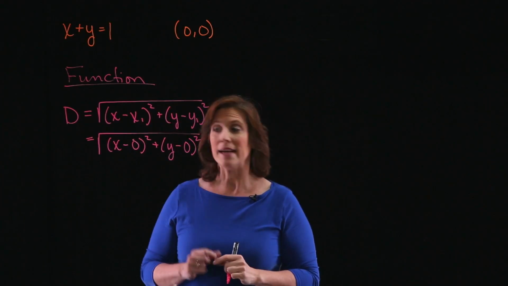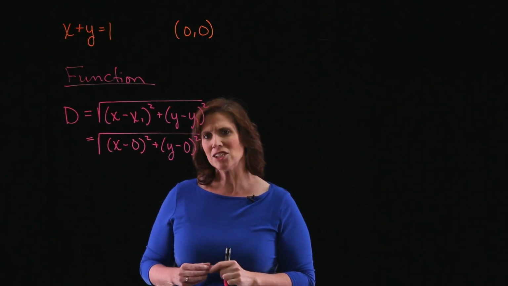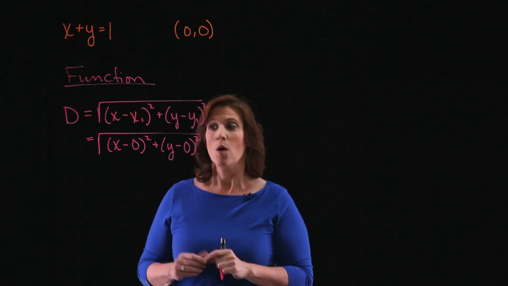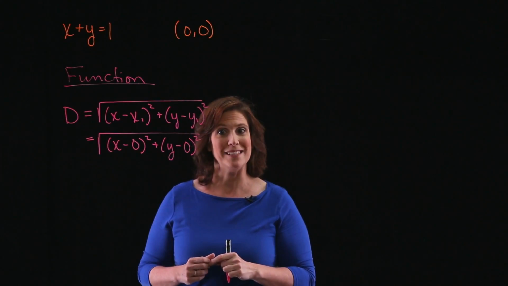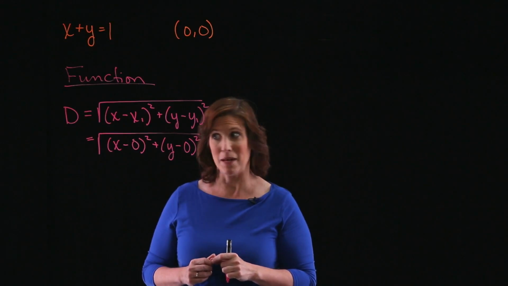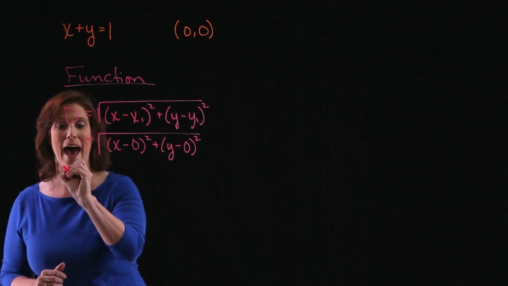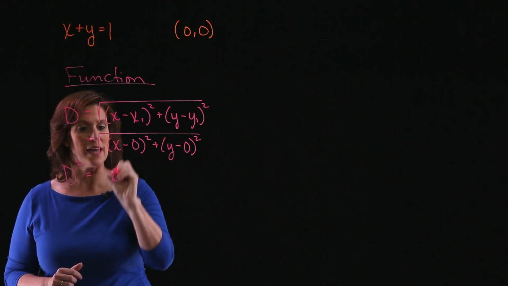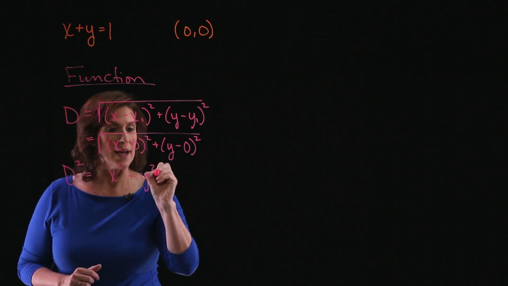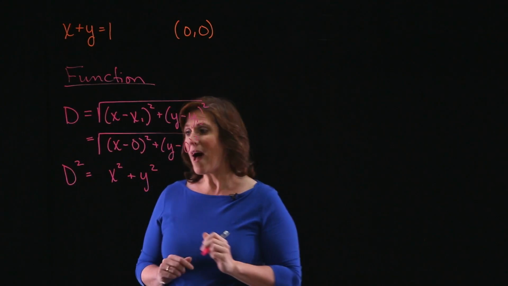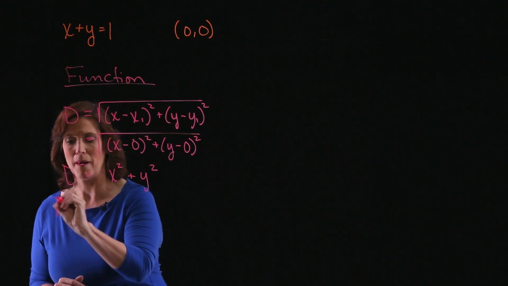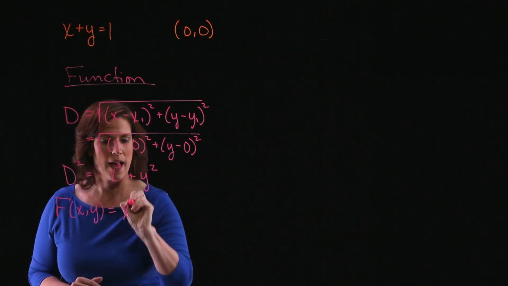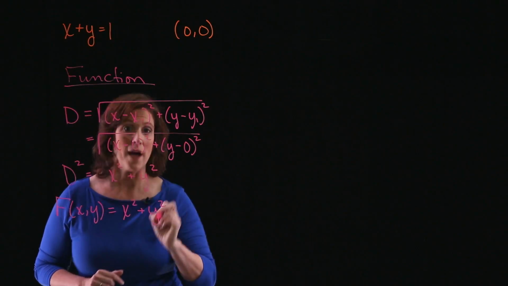Now, while I can minimize this particular function, it's actually going to be easier to calculate the minimum of this function squared. Wherever the square of this function is minimized, it turns out that the distance will also be minimized. So I'm going to look at d squared, which is going to turn out to be just x squared plus y squared. So I now have a function to minimize. I'm going to call my function f(x, y) equals x squared plus y squared.